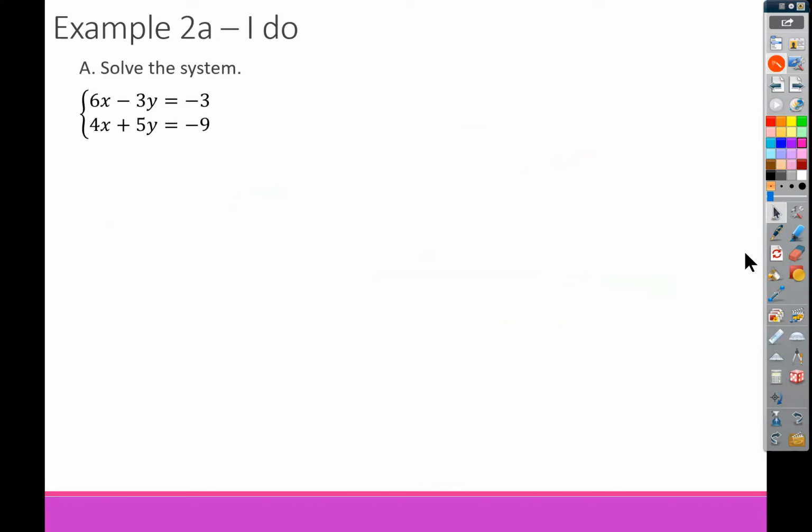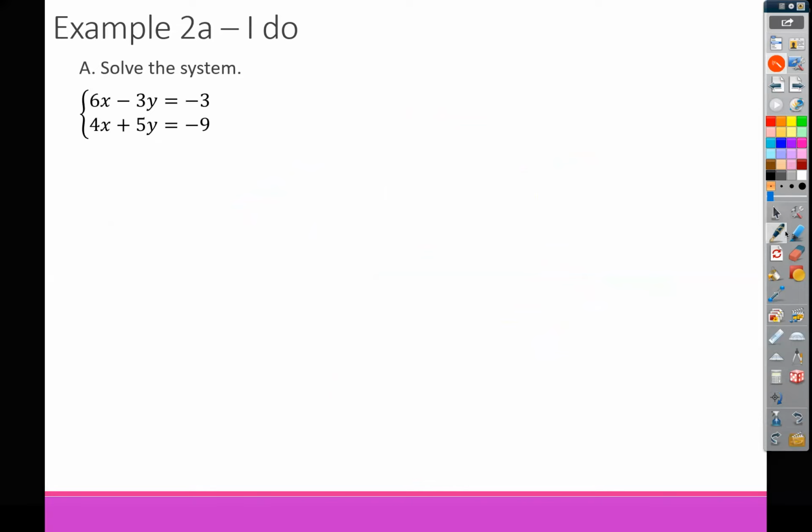All right, here's some more. So solve the system, and we have 6x minus 3y equals negative 3, and 4x plus 5y equals negative 9. Now, what's the problem? You want to eliminate, but you don't have any of the same numbers.